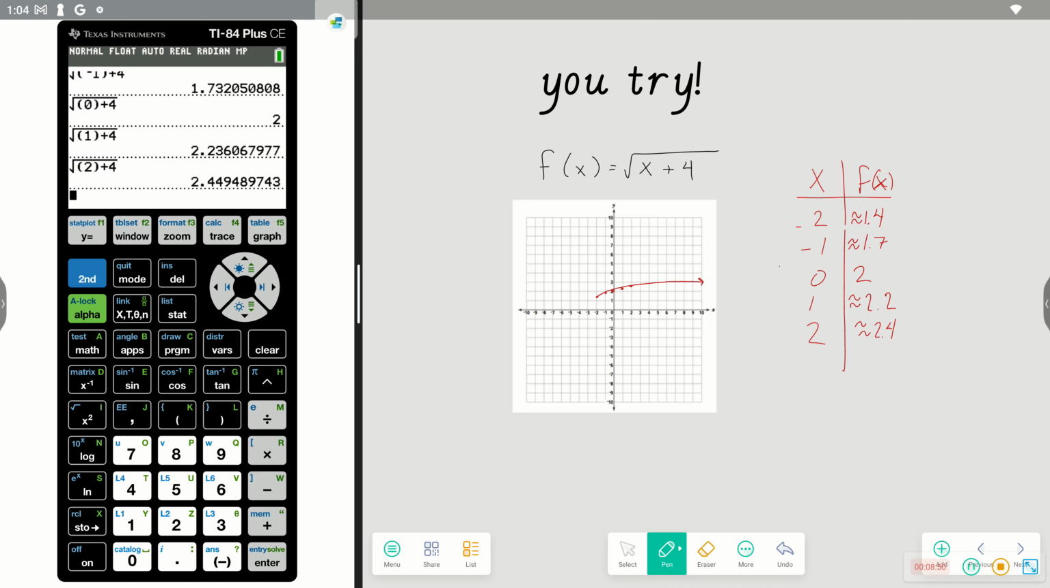Okay, so this is where my knowledge of square roots can help me. So usually square roots start down here on the x-axis unless it's been translated. So I want to figure out where that's going to hit 0. So I know that -4 plus 4 is 0.